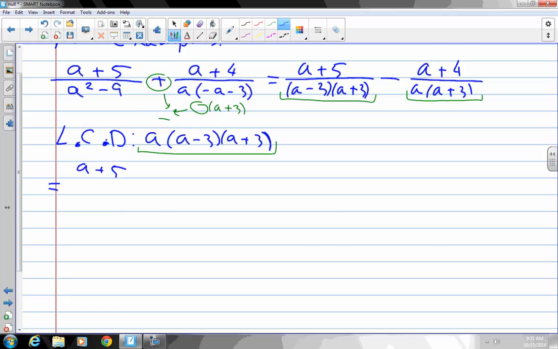So it's a plus 5 over a minus 3, a plus 3, times a over a, minus the second expression, a plus 4 over a times a plus 3, and we're multiplying that by the missing term, a minus 3 over a minus 3. So that brings them to the same denominator. Is that okay?